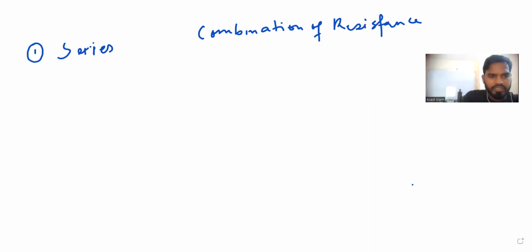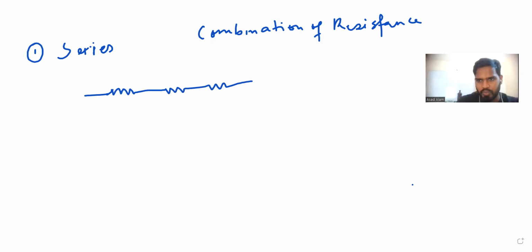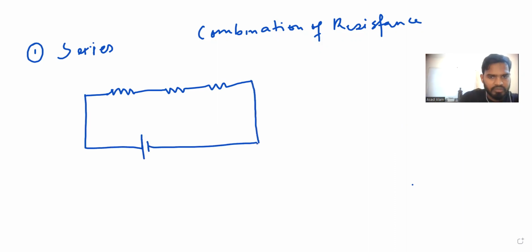So for series, I'm considering 3 resistors; more than that is also possible, less is also possible. Let's take this circuit. The resistance here is R1, here is R2, here is R3. Here the voltage is V.